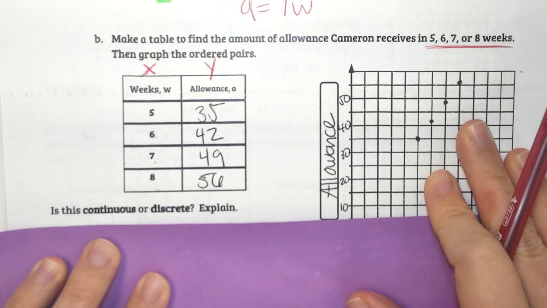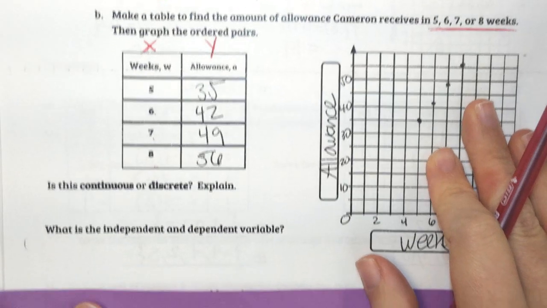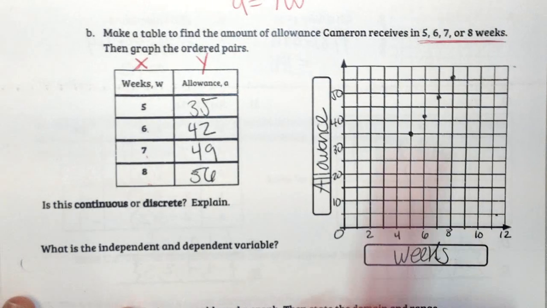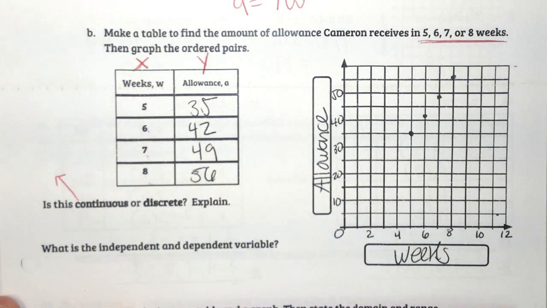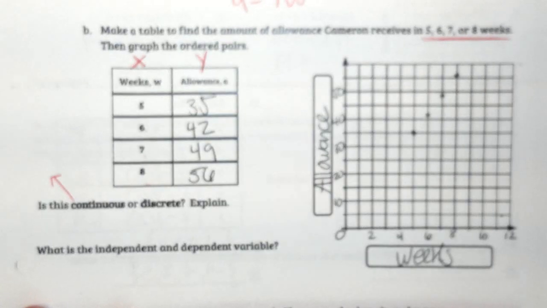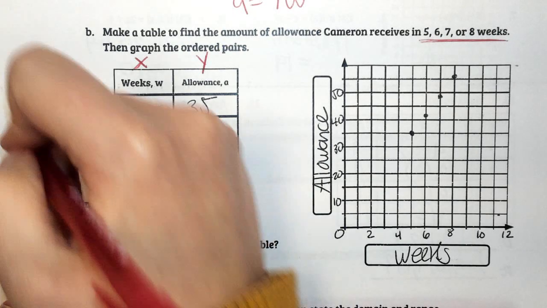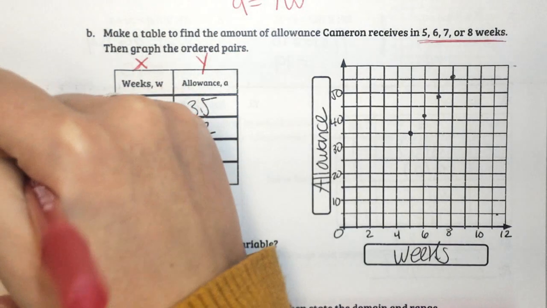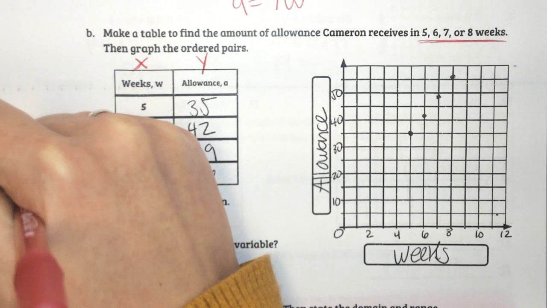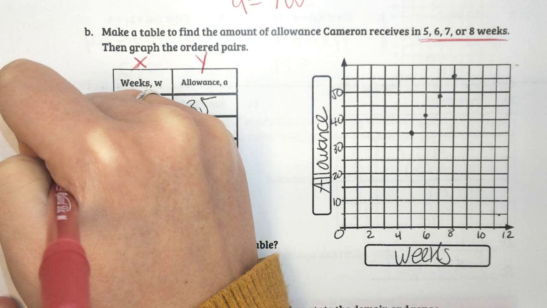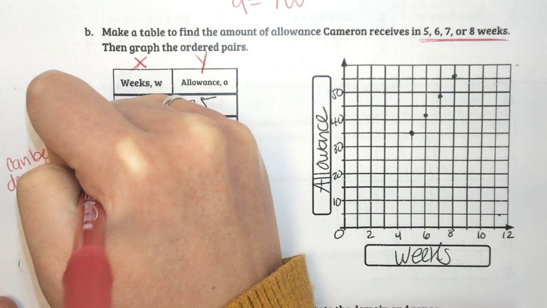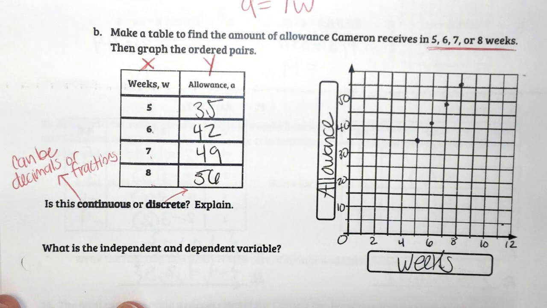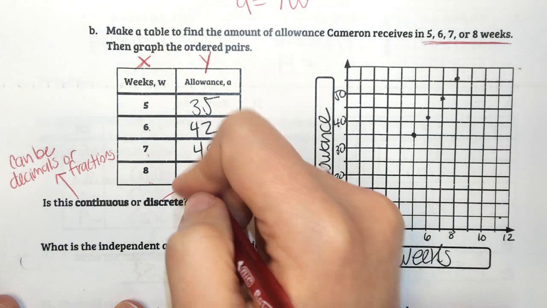Okay? But the next part is it continuous or discrete? And a lot of people have trouble with deciding this. Continuous. Continuous can be what types of numbers? Good. So I want everybody to write that in as a little hint for while you're studying. Can be decimals or fractions. What about discrete? Discrete has to be whole numbers.